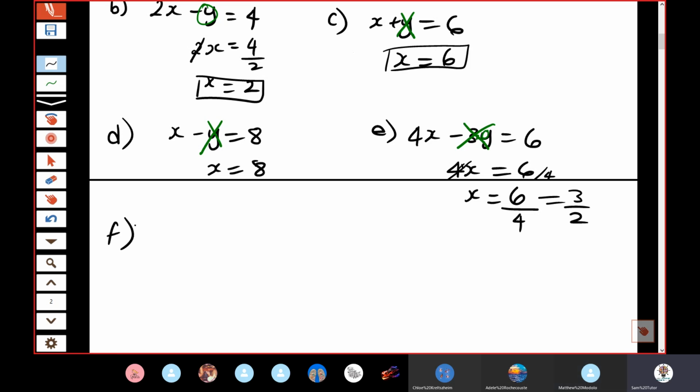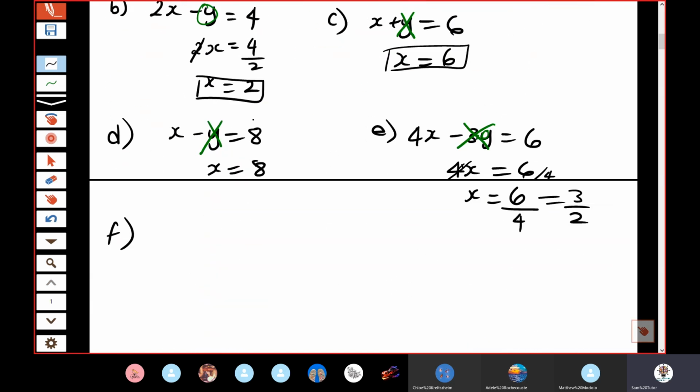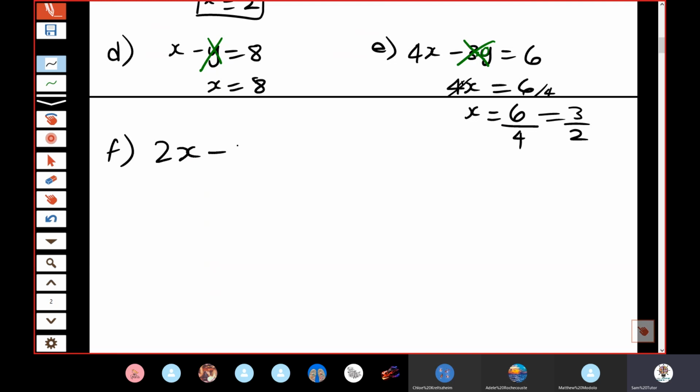F. Let's try another one. 2x minus 3y equals 12. 2x minus 3y equals 12. What do you make equal to 0?